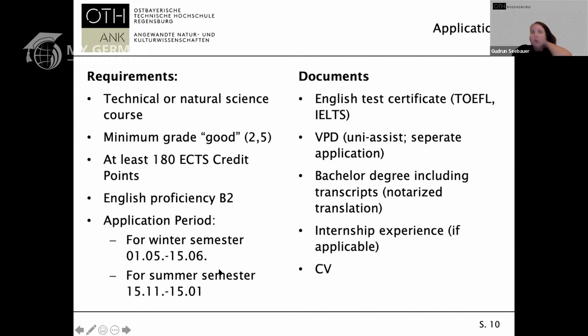Just to give you some information about the admission requirements, you do need to have a bachelor in a technical or natural science course with a minimum grade of 2.5. We base our decision about the grading on a VPD from uni-assist. That's a separate application, but with this VPD, you apply at the OTH application portal. And we also require you to have an English proficiency certificate of B2.